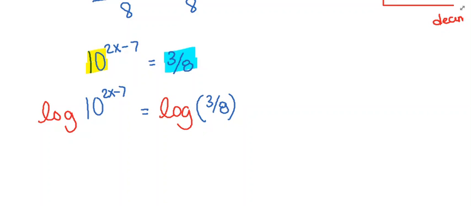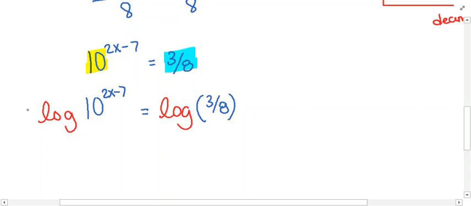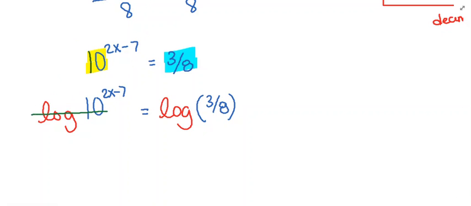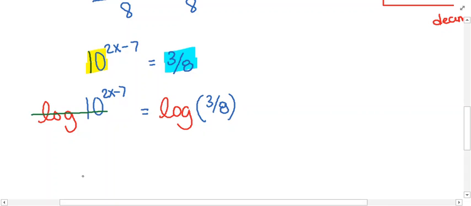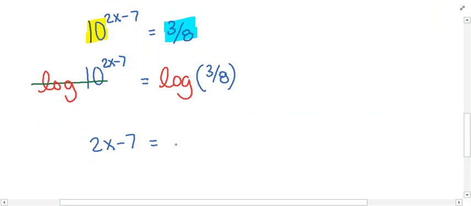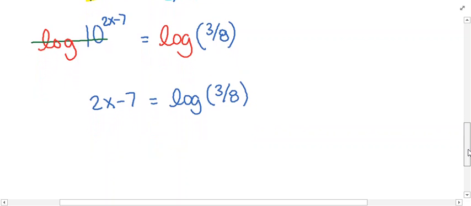All right, in doing this, the log and the 10 will cancel and the power will come down. So the left side will be 2x minus 7. The log does not cancel on the right side. It's still going to be the log of 3/8, which is some crazy decimal. The log does something to 3/8. This is now linear. The highest power of x is 1, so we just need to isolate the x.